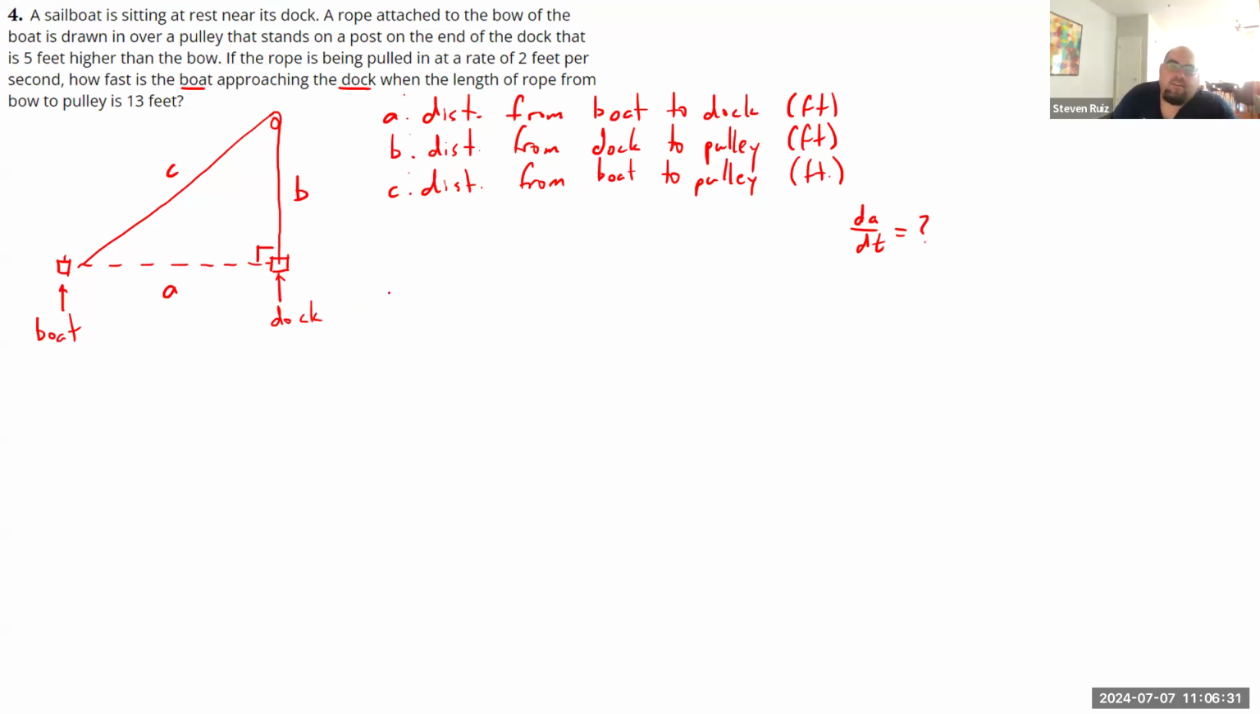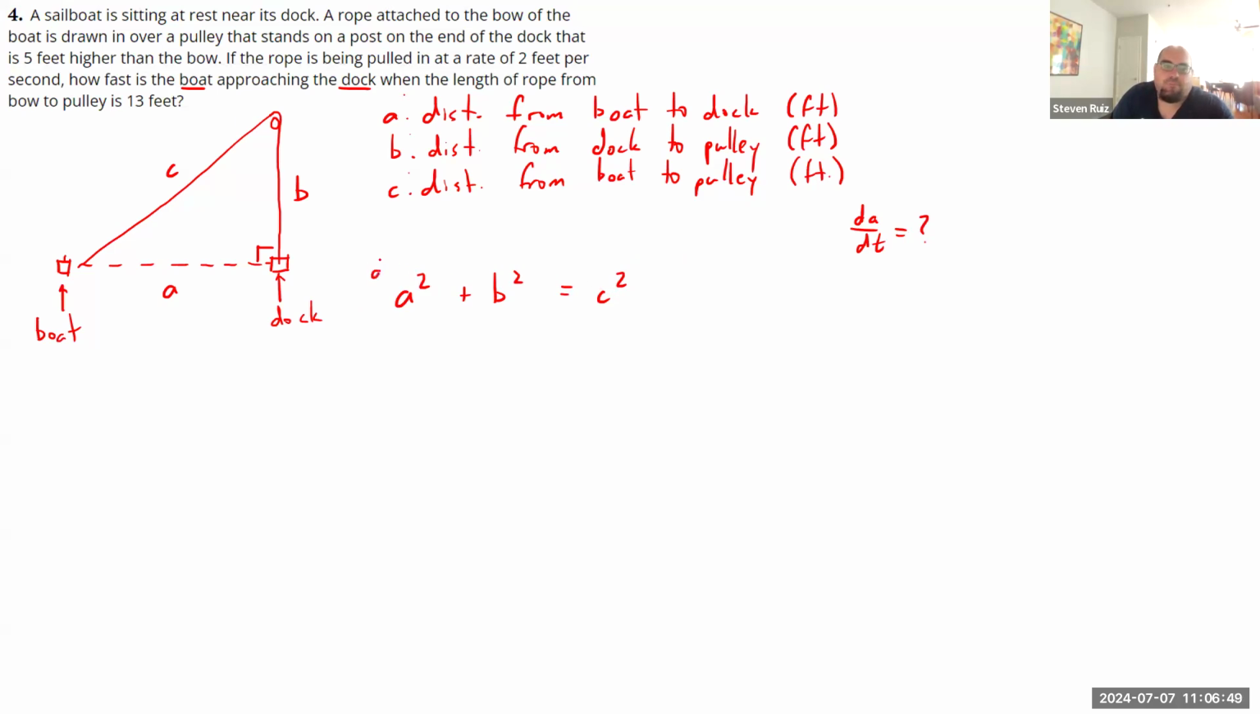How do we get there? So I'm going to write my equation here. A squared plus B squared equals C squared. That comes directly from the Pythagorean theorem. So there is no involvement of time here. There are no rates here. So how do I make that happen?